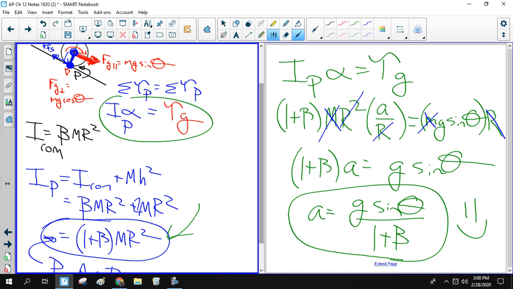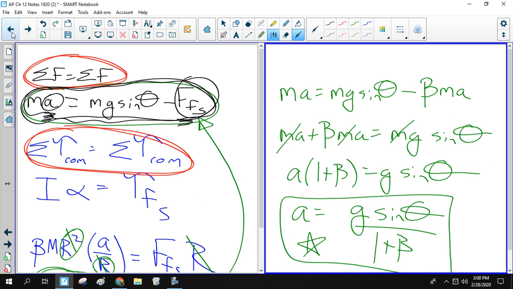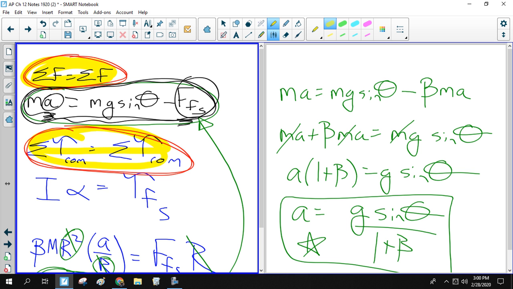There you go. Your problems on your homework are going to be a combination of using these two ideas: net force equals net force, and net torque equals net torque. That's how you're going to solve the problems. And you really just got to dive in and try. So there we go.